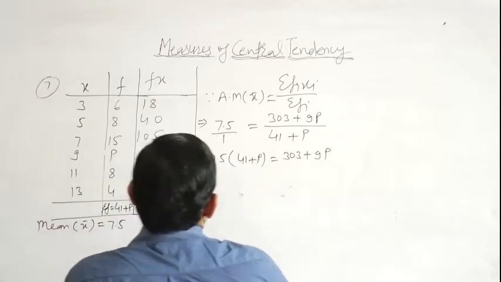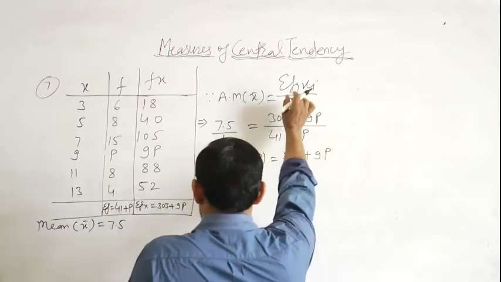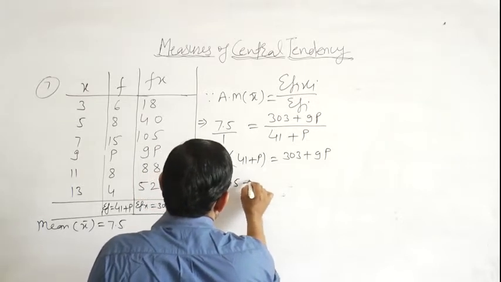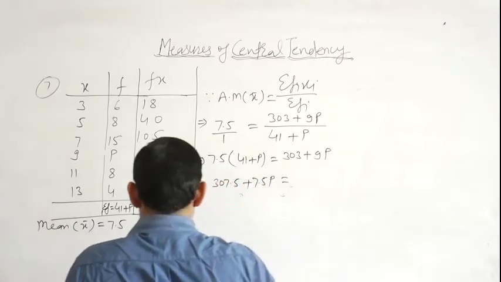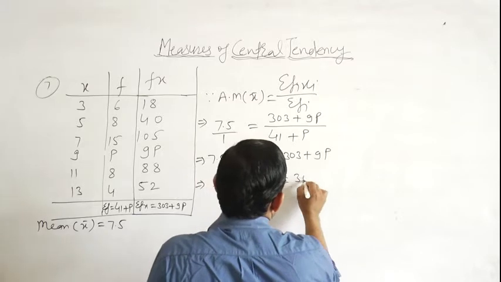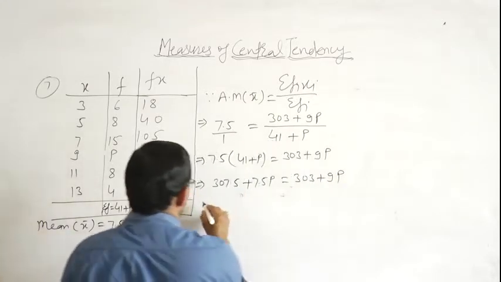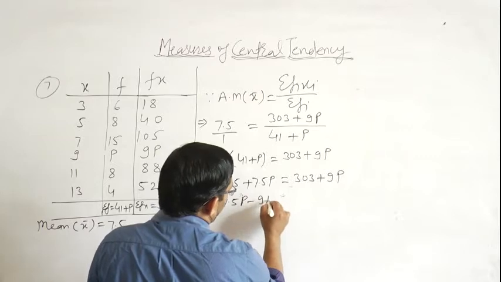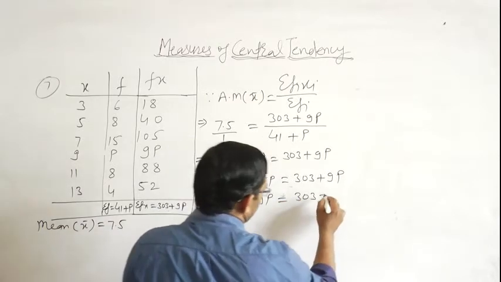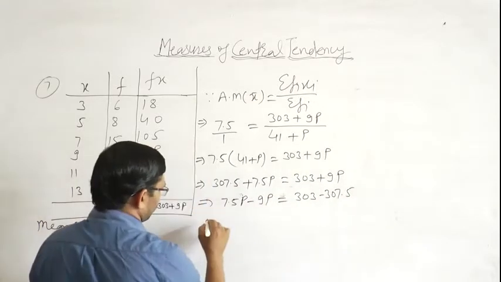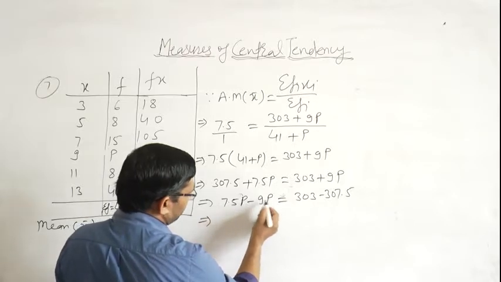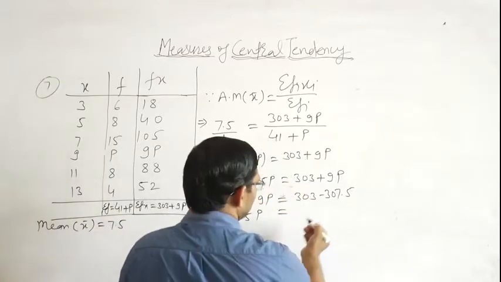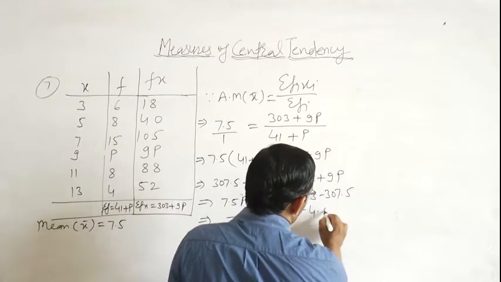That is, 7.5 multiply 41 plus p is equal to 303 plus 9p. 7.5 multiply 41 gives 307.5 plus 7.5p, equal to 303 plus 9p. This implies 7.5p minus 9p is equal to 303 minus 307.5. 7.5p minus 9p is minus 1.5p, equal to minus 4.5.